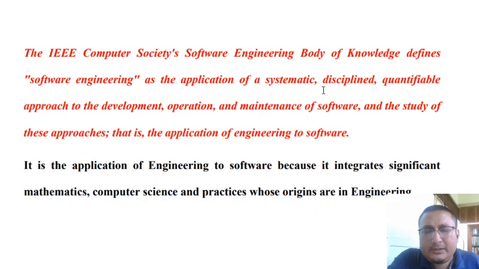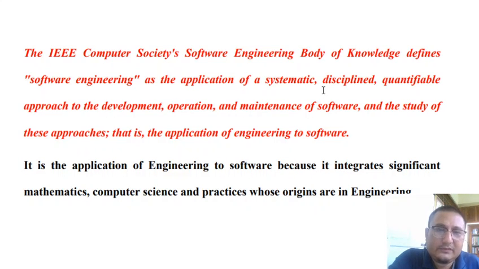So it should be systematic, it should be disciplined, and it should be quantifiable, right? And these three approaches should be applied to development, operation, as well as maintenance of software system. Because in case of development also, what we need is an organized, controllable mechanism. Whereas in case of operation also and in case of maintenance also we require the same. So these three approaches should be applied to all the three phases of software lifecycle.